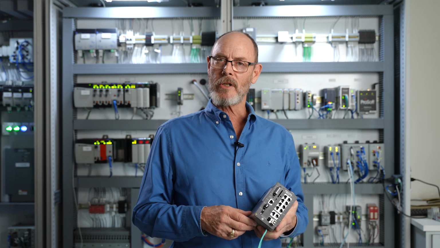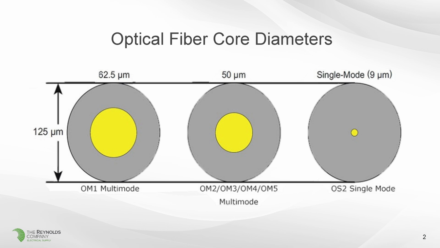Today I'm going to be discussing fiber optic media quite often used with our industrial network switches. So what we're looking at here are cross sections of individual strands of fiber. You'll notice on the left the OM1 fiber is 62.5 micron. That's the oldest and most standard of the multi-mode fibers. Next we have the 50 micron fiber, which is a slightly smaller diameter.